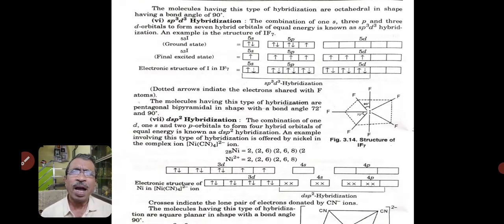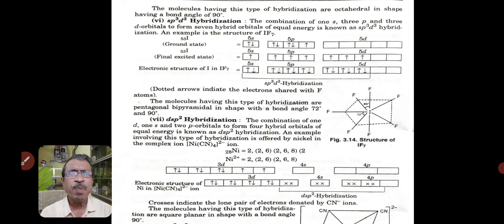So there is one more hybridization called sp3d3 hybridization. In sp3d3 hybridization, you come across in iodine heptafluoride molecule. So this IF7 molecule is having pentagonal bipyramid geometry with a bond angle of 72° and 90°. So this hybridization is found in IF7.